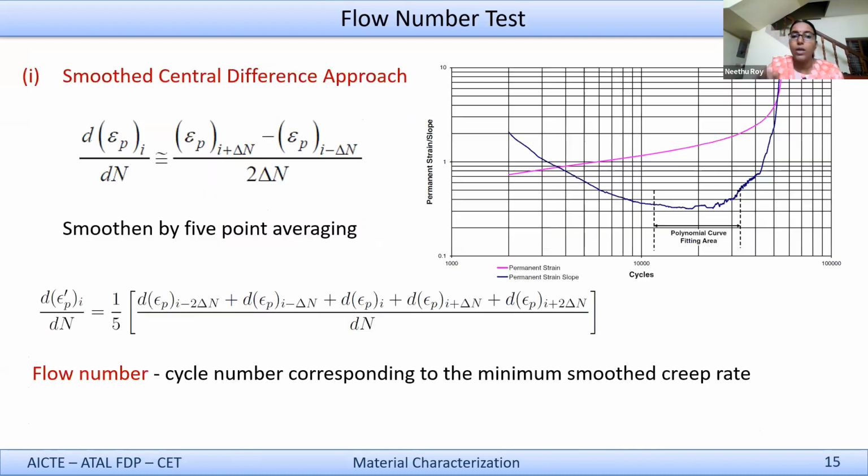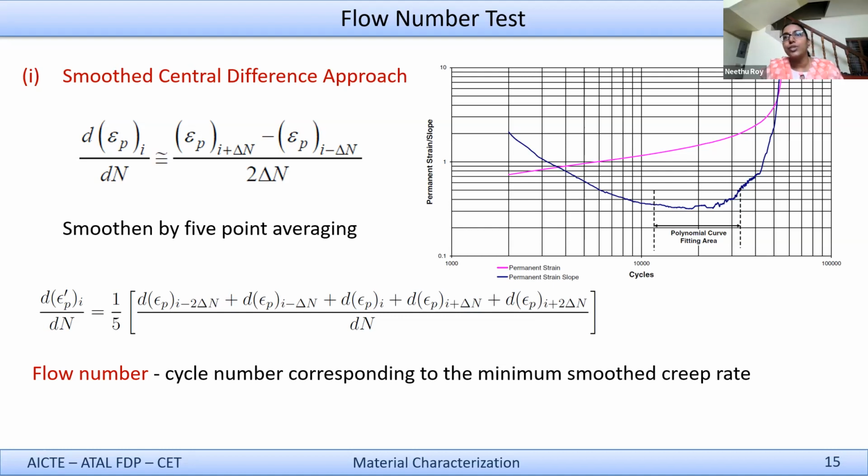Now, what are the temperatures at which you test? You can test at all the higher temperatures possible. This AMPT gives you a capability of testing up to 60 degrees Celsius. So in certain studies, we have conducted it at 40, 50, 60 degrees temperature.